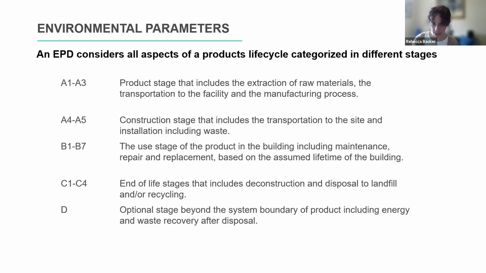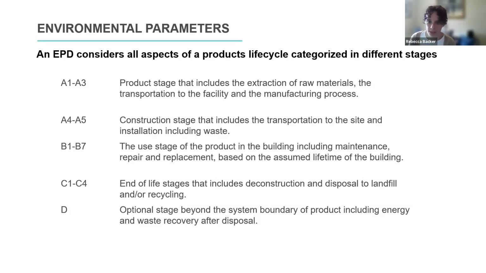More specifically, A1 through A3, which is a common way to report the embodied carbon of a product, includes the extraction of raw materials, that's A1, the transportation of those raw materials to the facility, that is A2, and then the manufacturing of the product itself, that is A3. A4 and A5 look at the construction stage, and that includes transportation of the product from point of manufacturing to point of installation, A4. And A5 also includes any waste that is produced during the installation process.